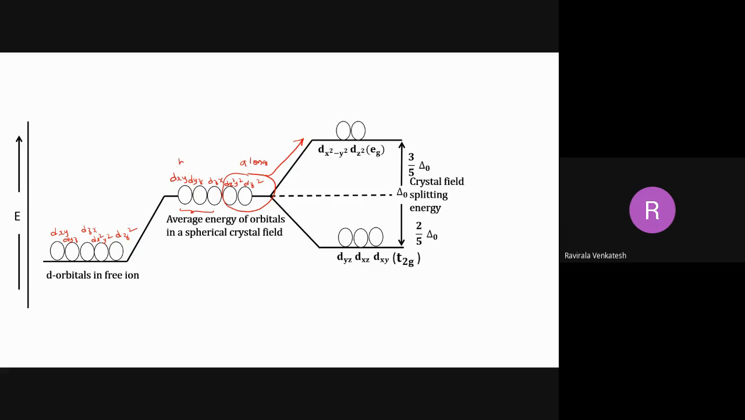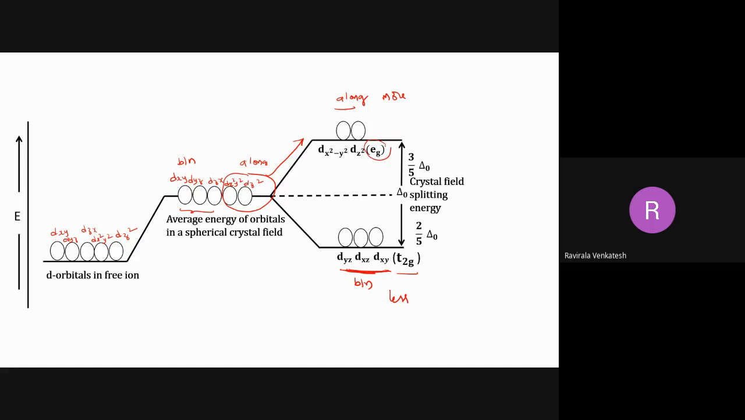Now what about the remaining three? These are between the axis, so their energy decreases. They split less and come down, because they are between the axis and these two are along the axis. Those along the axis undergo more splitting, and those between the axis undergo less splitting. That means the five d orbitals are split into two ways. One is called t2g, the other is called eg.